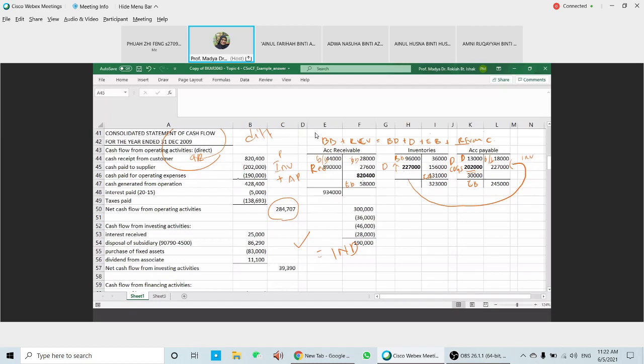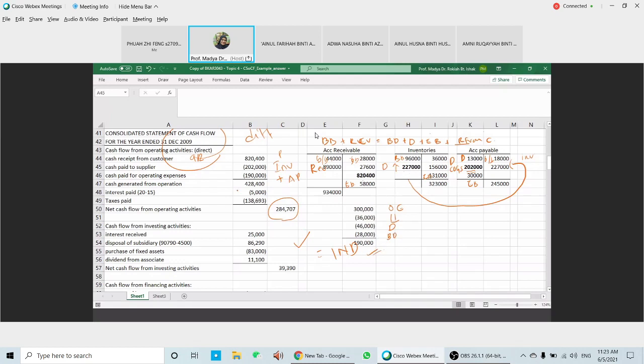Cash paid for operating expense here. This one is given, I think, the cash paid for the operating expense. Okay, said that 190. Where do you get that 190 actually? This one is 300. 300 here is from your operating expense, minus 36 here because of the impairment loss that we have here. 46 here is depreciation. And then 28 here is for the bad debt allowance. So you're going to have 190.